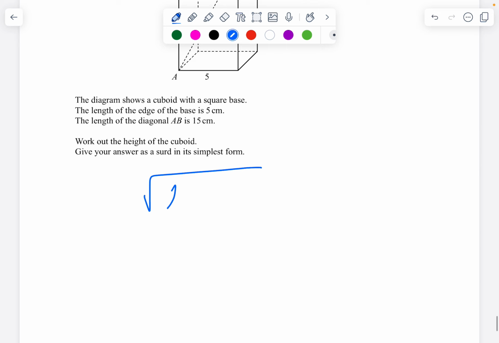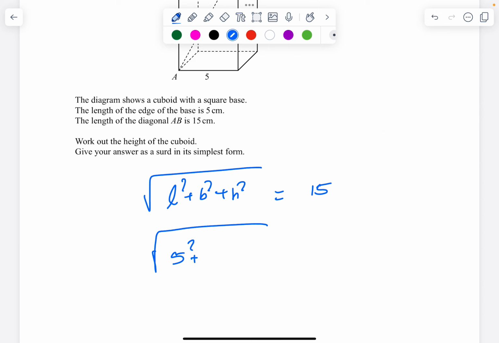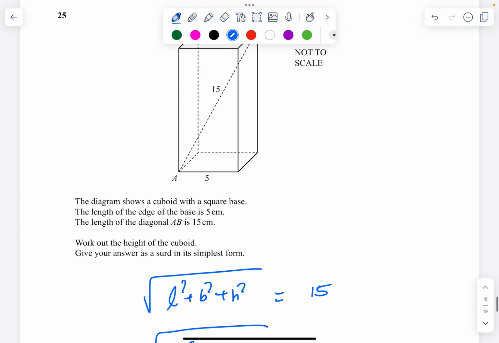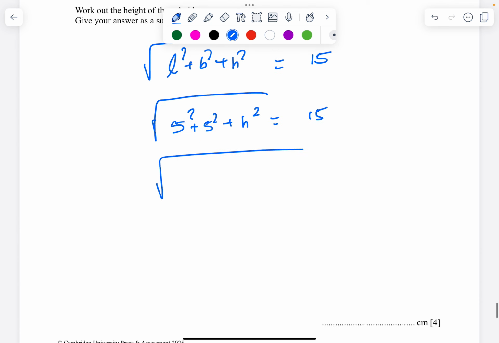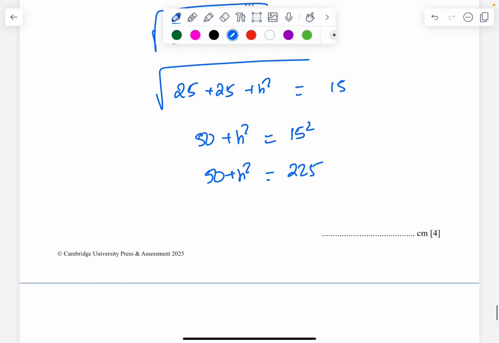So square root of L square plus B square plus H square is going to be 15. So length is 5, square width is also 5, height we don't know, equals 15. So 25 plus 25 plus H square equals 15 square. So 50 plus H square equals 225. So H square equals 175. So H equals square root of 175. That's going to be the answer.